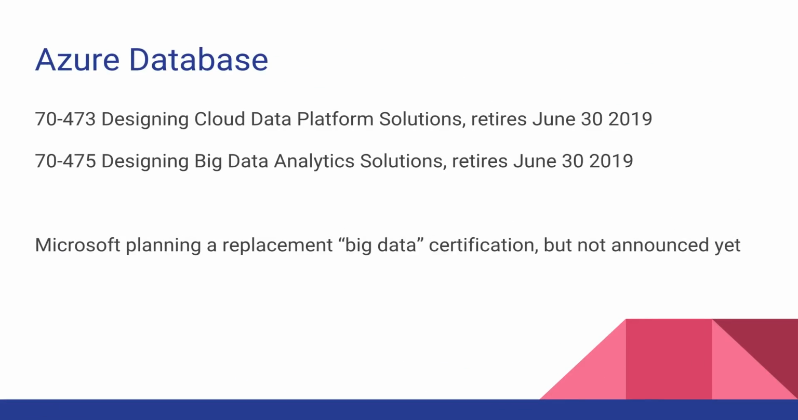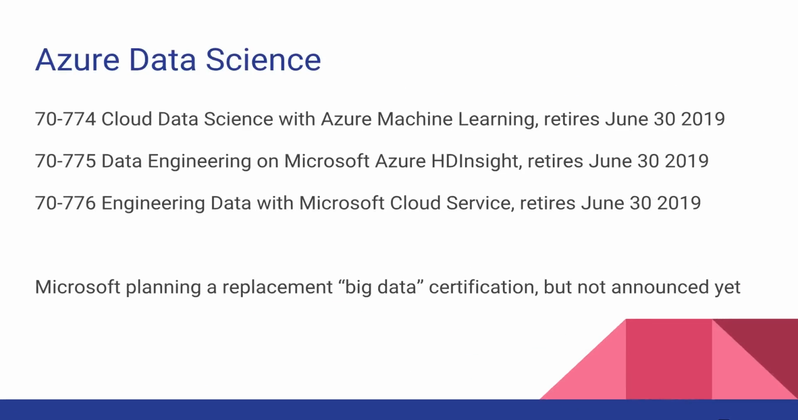Now, we go back to some of the historical exams, the 473 and the 475. They are being retired. So as of the end of June, you will not be able to take these cloud data and big data tests. Apparently they are bringing out a big data certification or a data related certification, but there are no official announcements on that yet. So we should expect in the next month or two to see some beta exams around some new data certifications. Now, beyond the big data, there's also data science, which is like machine learning and HDInsight and all the Hadoop stuff. And so there are three exams that are all being retired, 774, 775, 776. So again, we'll see what Microsoft comes out with in terms of their certifications. I'm sure there's going to be an AI and machine learning certification.